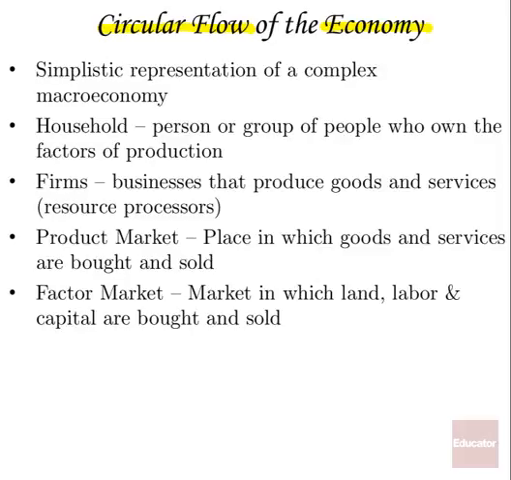So as I said before, circular flow really is a simplistic representation of a complex macroeconomy. So GDP, all these things, you don't really have to call it that way. You can just say how income and expenditures will tend to equal each other here. So what are the different aspects of a circular flow? You have the household, you have the firms, you have the product market, and you have the factor market. So what's going on in each of these scenarios here?